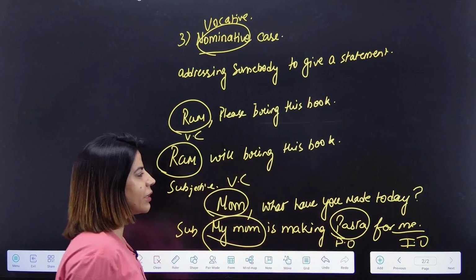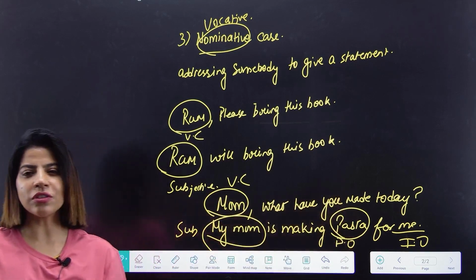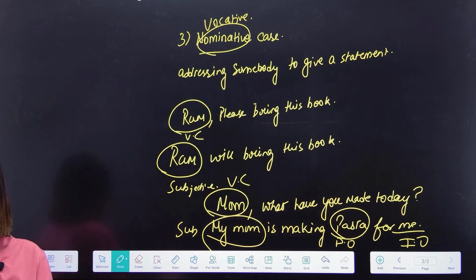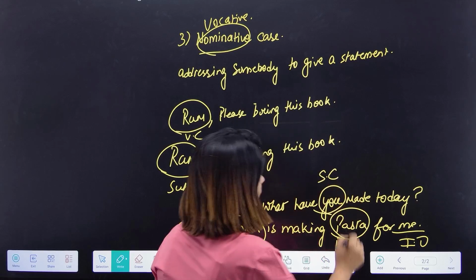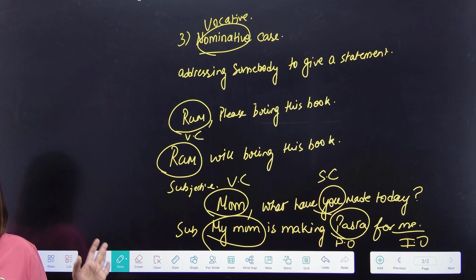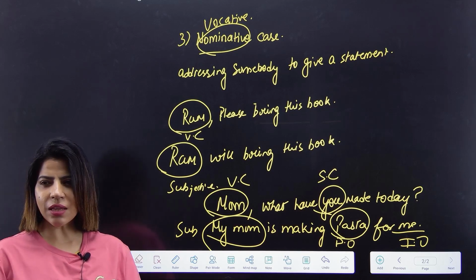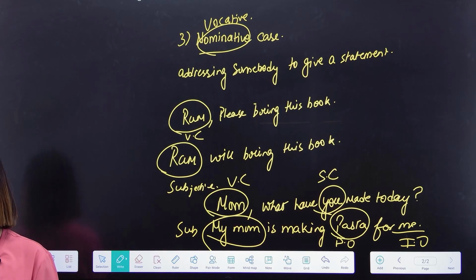And what is the subjective case in this? What have you made today, Miss? What is the subjective case? Obviously, you. And is there any objective case? No, there is no objective case. Clear? Subjective case, objective case, vocative case. Sure? Anyone, any doubt?